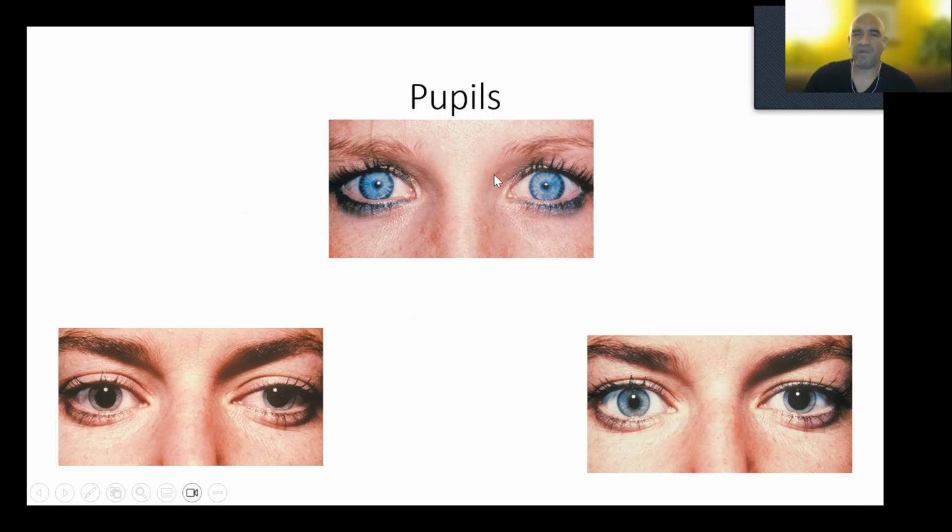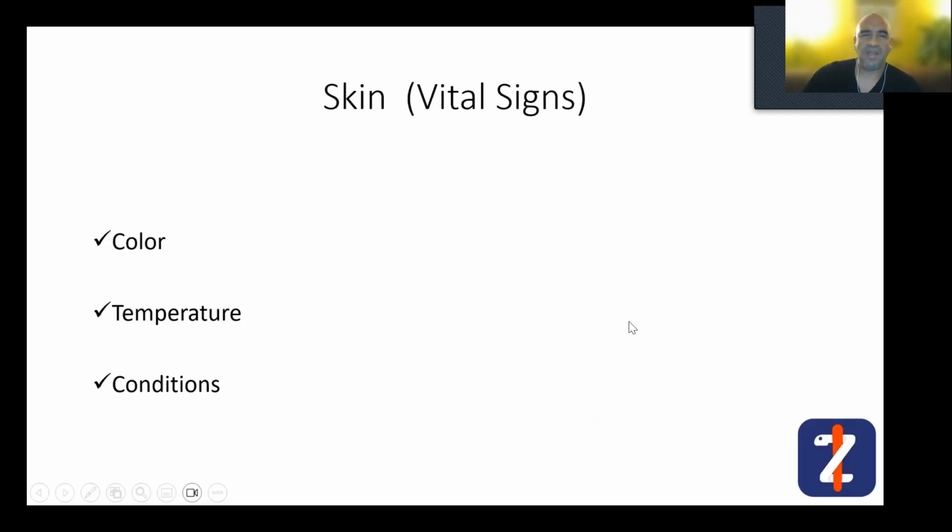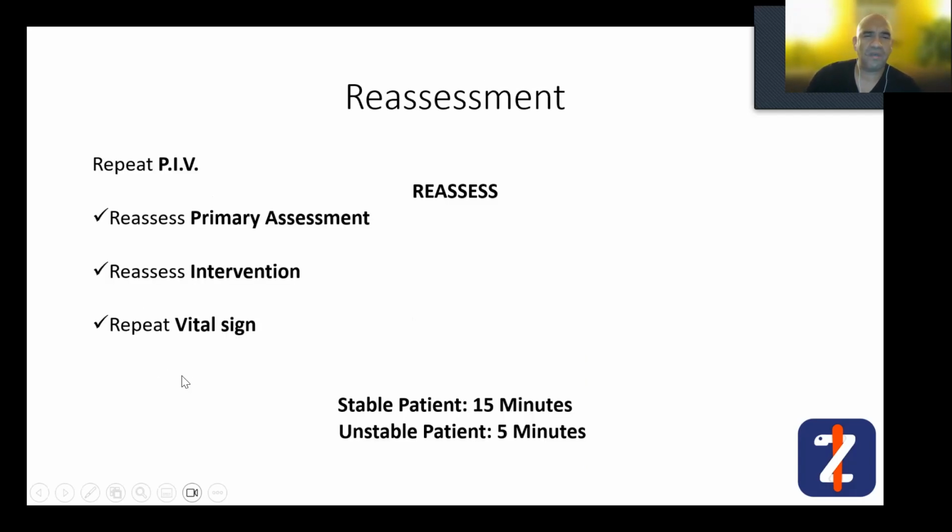So we have the pupils constricting when light goes in. When there's no light, we have dilation. And then here we have unequal pupils. They can either have anisocoria, or they can have a possible stroke or some head injury. And then we have the skin, assessed the same way as in the C step: the color, the temperature, and the condition. And last but not least, we have the reassessment.